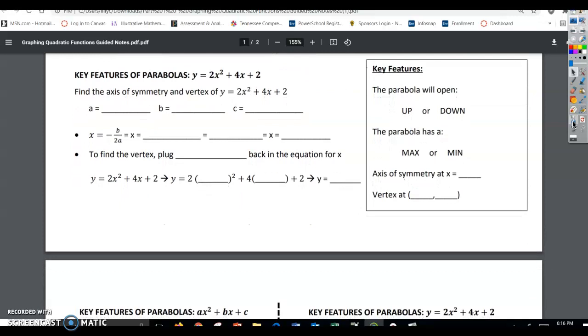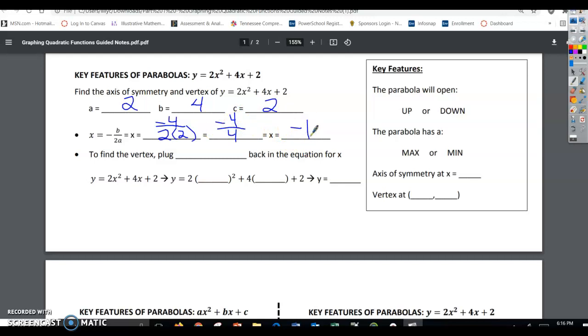All right, some key features of a parabola. y equals 2x squared plus 4x plus 2. Find the axis of symmetry and vertex for this equation. All right, so a is 2, b is 4, and c is 2. So we can find our axis of symmetry by doing negative b over 2a. So we're going to do negative 4 over 2 times 2. So that's negative 4 over 4, or negative 1.